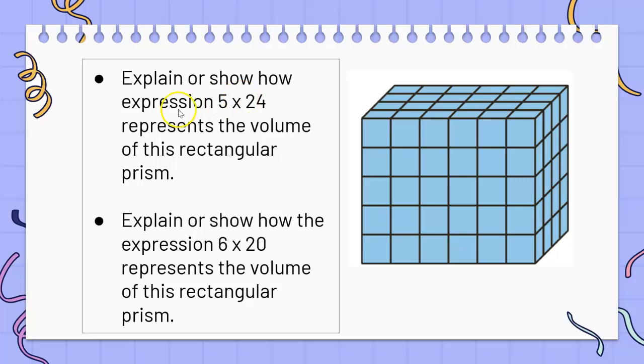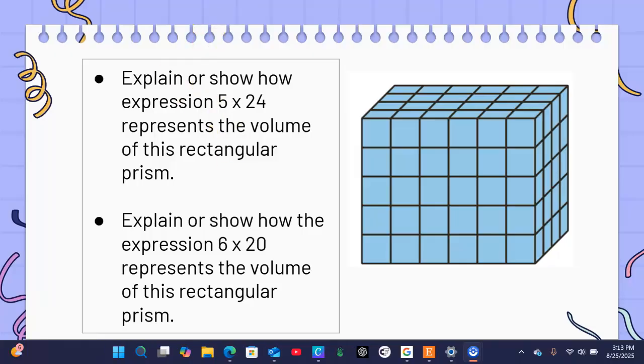This says, explain or show how the expression 5 times 24 represents the volume of this rectangular prism. So we have a big number 24, right? And we have a small number 5. So first of all, let's take a look at where we see the number 5. Let's count. We have 1, 2, 3, 4, 5. I see 5 right here. Now, I need to figure out if I could find 24.